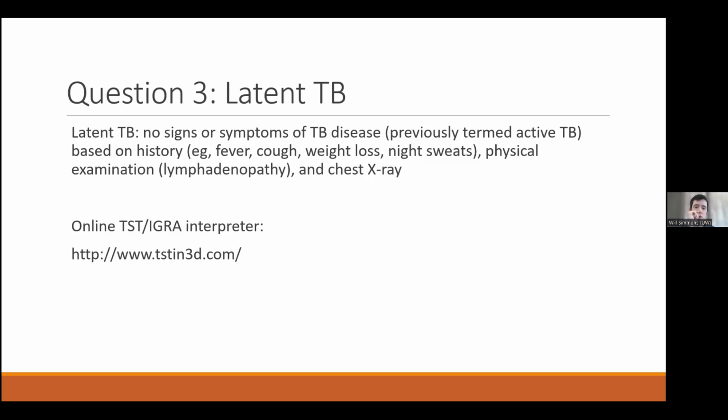So someone with active HIV, 5 millimeters will turn them positive, whereas someone who has no risk factors and is not high risk, 15 millimeters will turn them positive. It's a little weird, but they try to make the test essentially more sensitive for people who are higher risk. So a relatively small amount of induration, like 6 millimeters, is positive in someone who's high risk, whereas in a healthcare worker with no medical problems it wouldn't be a positive test. But I wouldn't memorize that, just be aware of it.